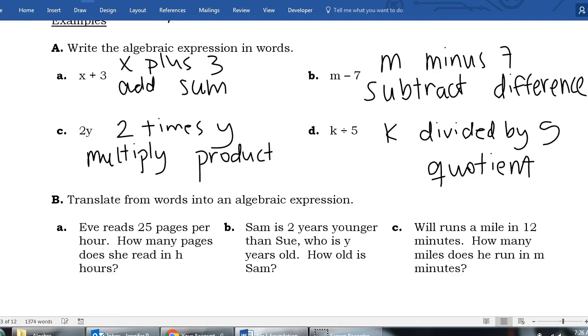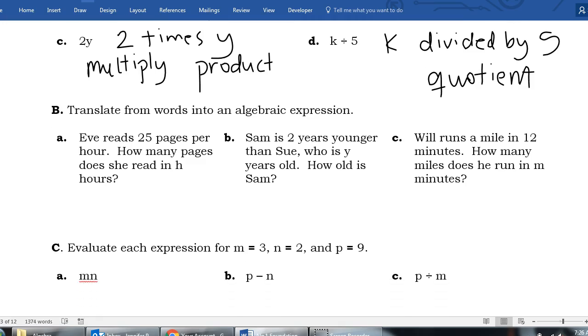So my next example says translate from words into an algebraic expression. Eve reads 25 pages per hour. How many pages does she read in h hours? So the goal is to write an expression combining the constant of 25 with the variable of h. And the tricky part is trying to decide what operation to use. Should we add, should we subtract, should we multiply, should we divide? So in this case, if she reads 25 pages per hour, how many does she read in h hours? I would do 25 times h. When we write 25h, we don't need the times symbol in there because it is implied when the number and the letter are next to each other.